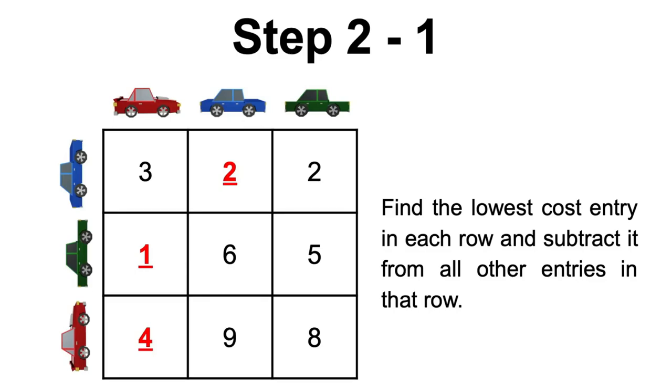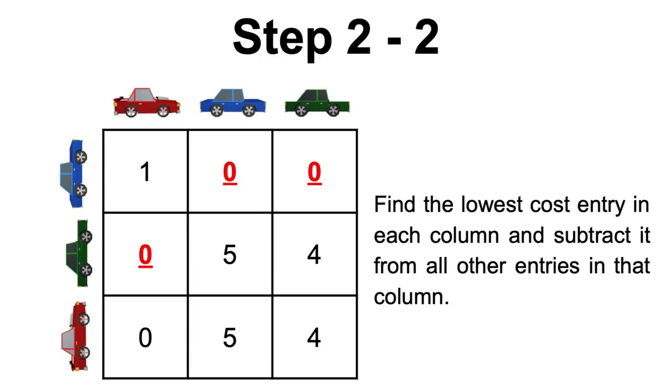First of all, we find the lowest cost entry in each row and subtract it from all other entries in that row. And if we do that, we obtain the following cost matrix. Then we find the lowest cost entry in each column and subtract it from all other entries in that column. And if we do that, because all the minimum values in the columns are 0, we obtain the same cost matrix.